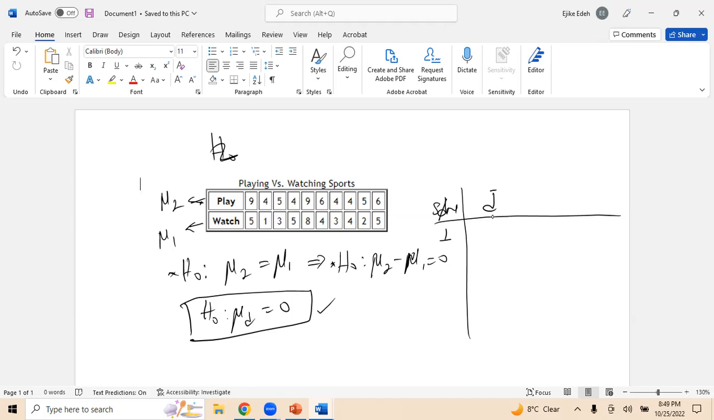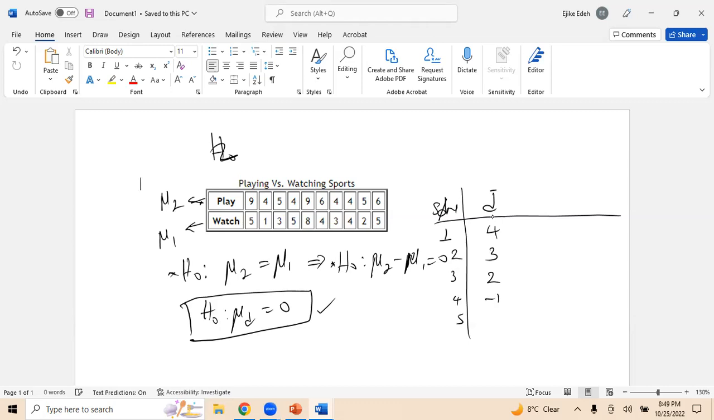So if this is the case, pay attention, take notes, because it will affect the way you interpret the question, the answer, the result. Take note that we are using play as our mu2, and we're trying to subtract mu1 from that. Watch. Okay, so 9 minus 5 will give me, for the first student, the difference of 4. Okay, 4 minus 1 for the second student will give us 3. For the third student, 5 minus 3 will give us 2. For the fourth student, 4 minus 5 will give us -1.